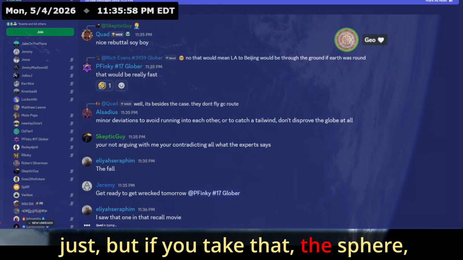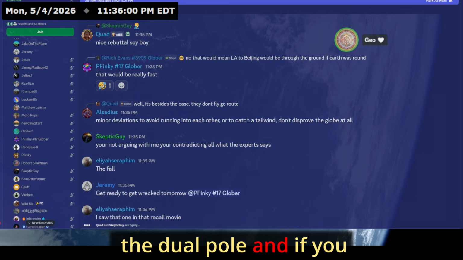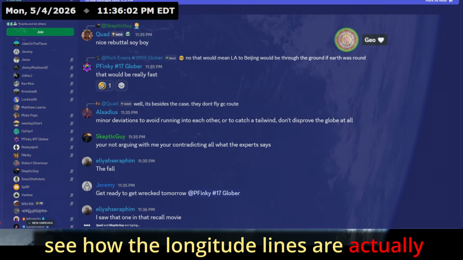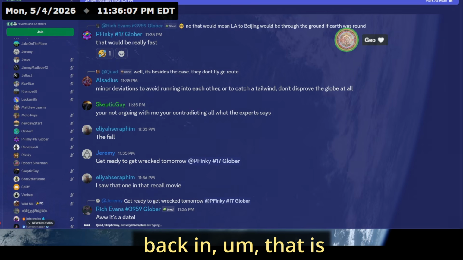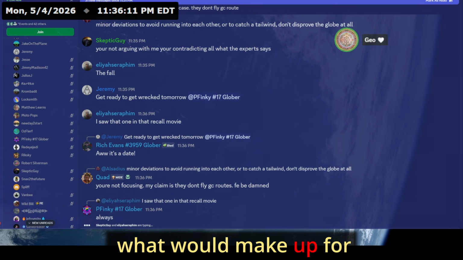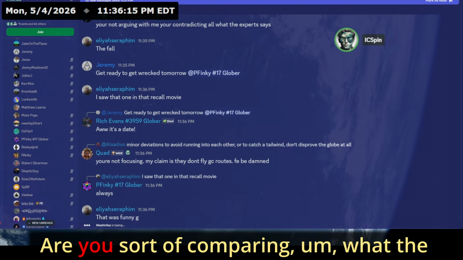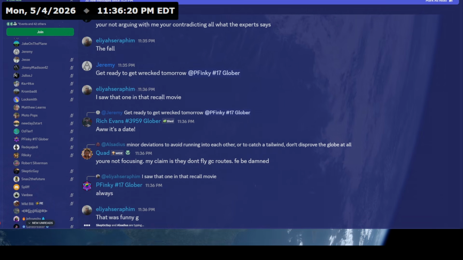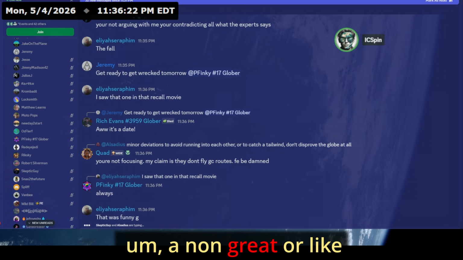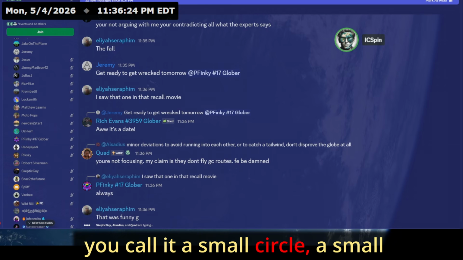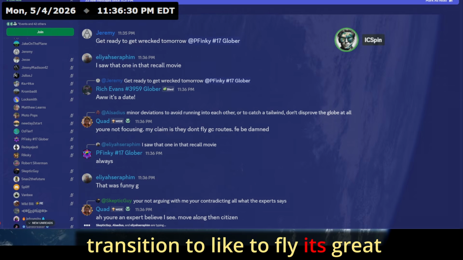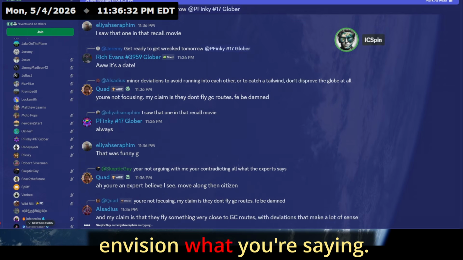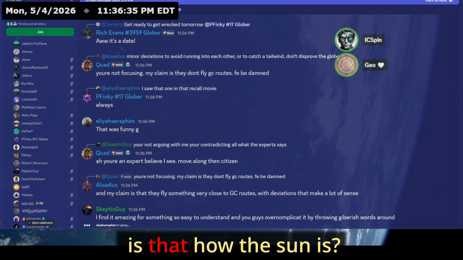But if you take the sphere, and you look at the dual pole, and you see how the longitude lines are coming out from each of the poles and then arcing out to the equator and then arcing back in, that is what would make up for that equivalency. Are you sort of comparing what the sun might do to what a non-great, or like you called it, a small circle might do in transition to fly its great circle or something? I'm trying to envision what you're saying. Is that how the sun is?